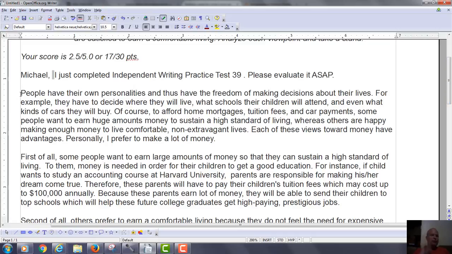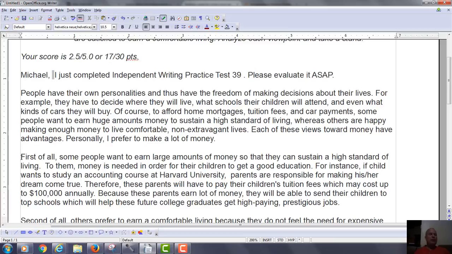People have their own personalities and thus have the freedom of making decisions about their lives. For example, they have to decide where they will live, what schools their children will attend, and even what kinds of cars they will buy. Of course, to afford home mortgages, tuition fees, and car payments, some people want to earn huge amounts of money to sustain a high standard of living, whereas others are happy making enough money to live comfortable, non-extravagant lives. Each of these views toward money has advantages. Personally, I prefer to make a lot of money.